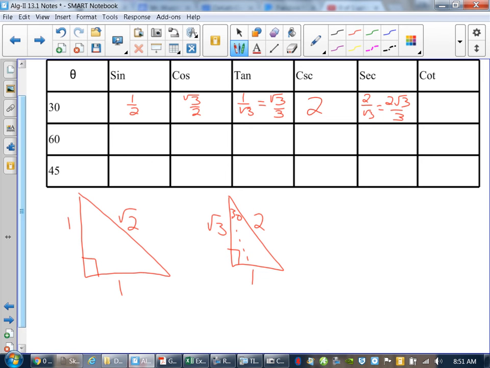You guys all remember how to rationalize, right? I'm hoping. And then what's the inverse of 1 over root 3? Our original tangent would be root 3.